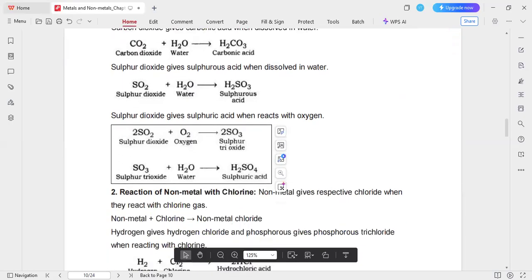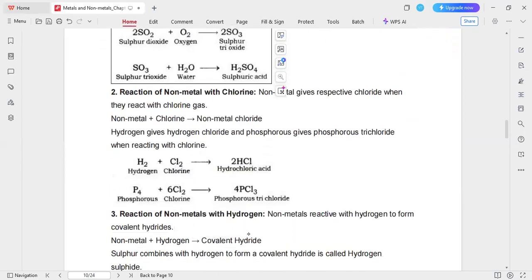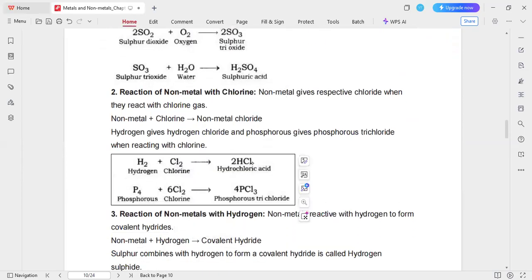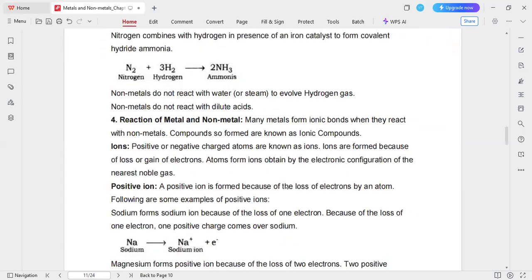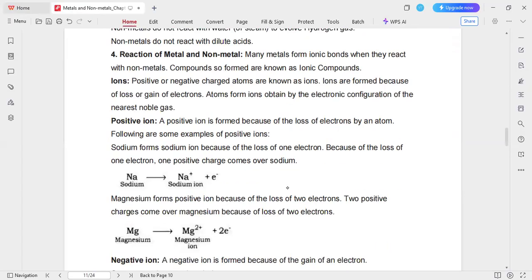Next, reaction of non-metals with chlorine. Hydrogen reacts with chlorine to give you what? HCl. Phosphorus reacts with chlorine to give you what? PCl3, phosphorus trichloride. Reaction of non-metals with metals, or reaction of metals with non-metals, is very, very important.